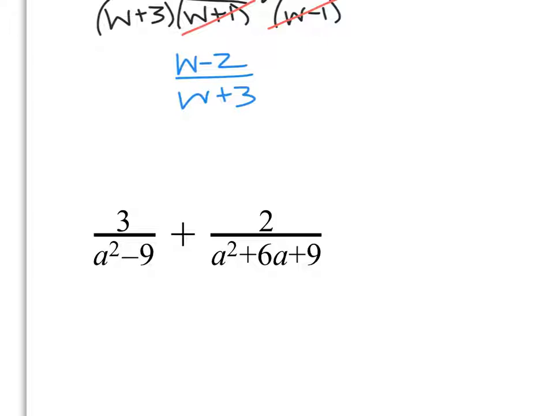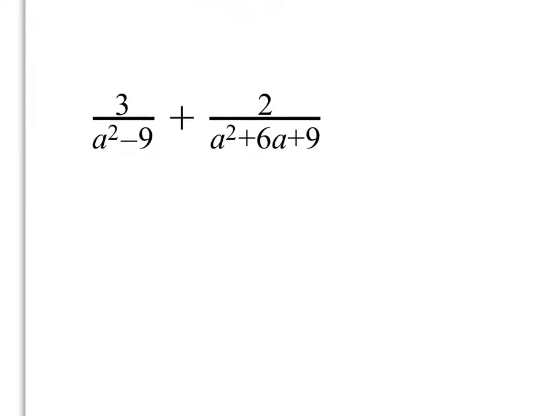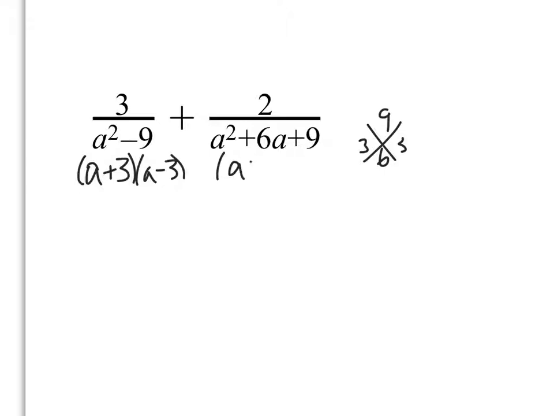When we're adding and subtracting, we have to have a common denominator. In order to find a common denominator, the first thing I have to do is factor. So let's factor these denominators. I get a plus 3, a minus 3, and then what multiplies to 9 and adds to 6? 3 and 3. So a plus 3, a plus 3. Now I need to compare. So I have 1 a plus 3, 2 a plus 3s.